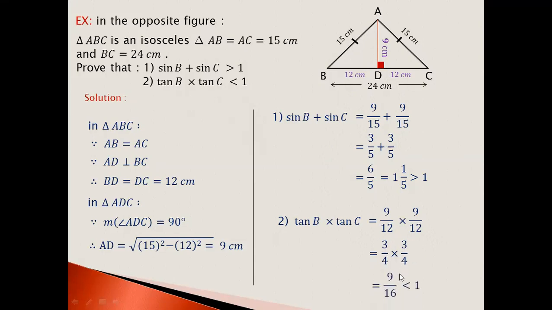3 times 3 equals 9, and 4 times 4 equals 16. And 9 over 16 is a proper fraction. That means it is less than 1. And this is the second required.